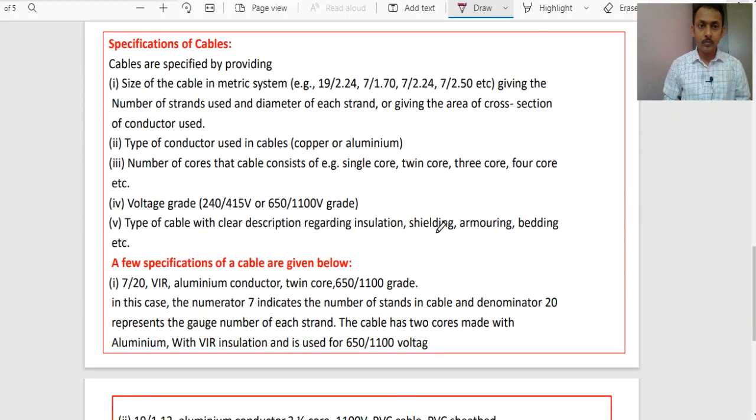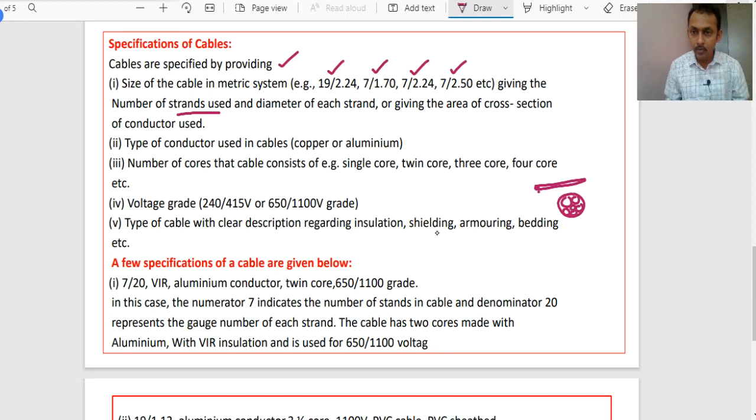So here, cables are specified by providing the size of the cable in the metric system. For example, they will write something like 19 by 2.24, or 7 by 1.7, 7 by 2.24, or 7 by 2.5, etc. Here the numerator indicates the number of strands used, because if you have a conductor, sometimes that conductor will be made up of a number of small wires, right?